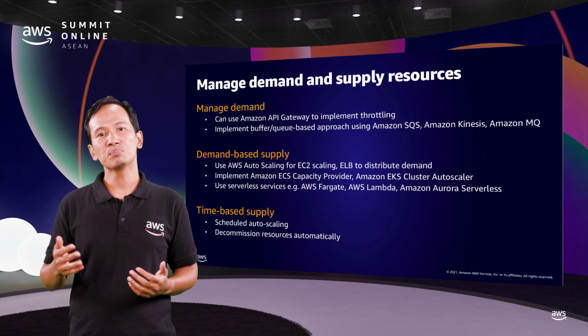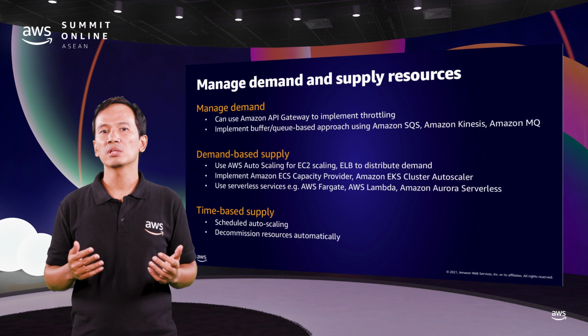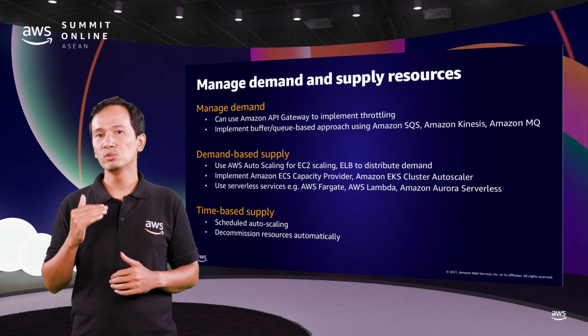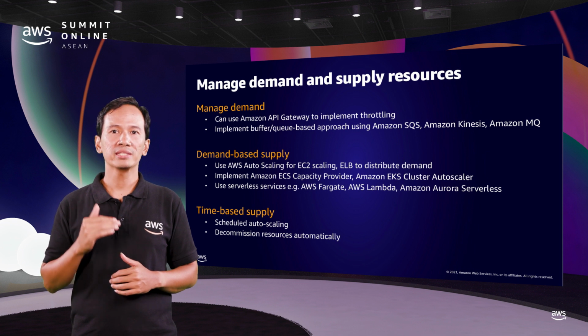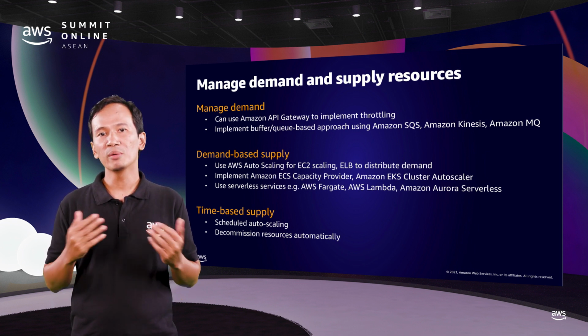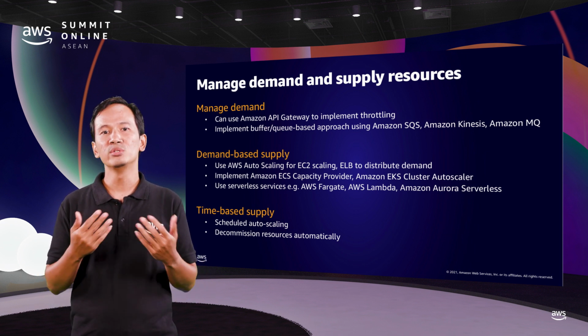For demand that is predictable or well-defined by time, you can use scheduled auto-scaling. You can also leverage the AWS APIs, AWS SDKs, and AWS CloudFormation to automatically provision and decommission entire environments as you need them.